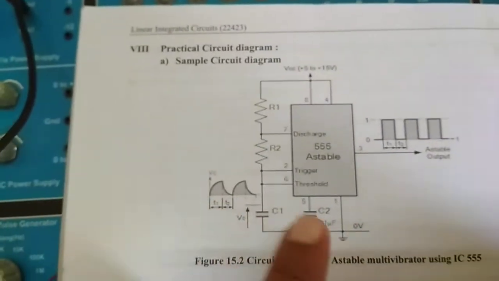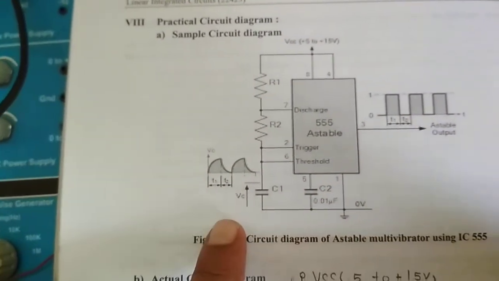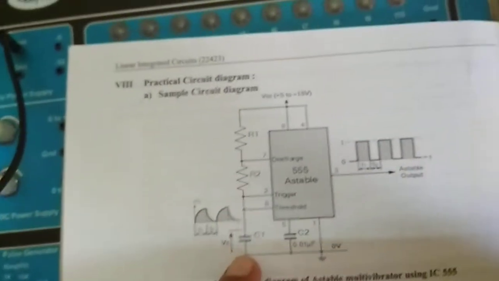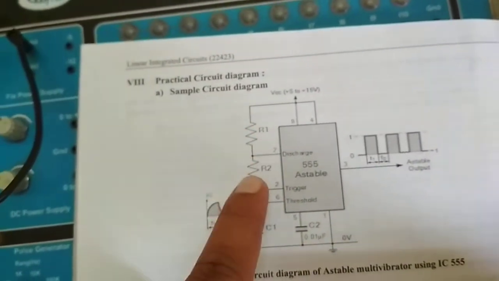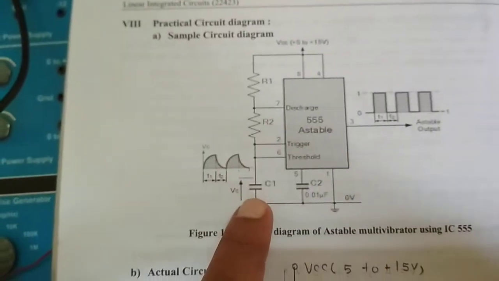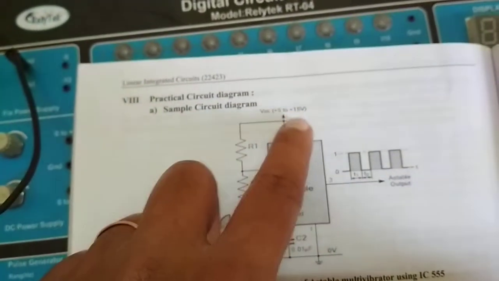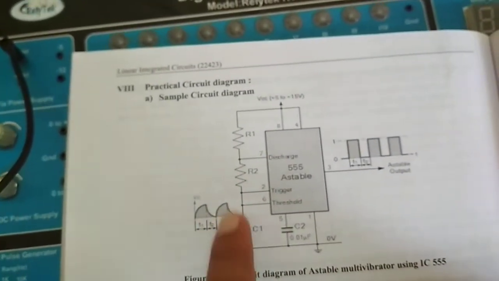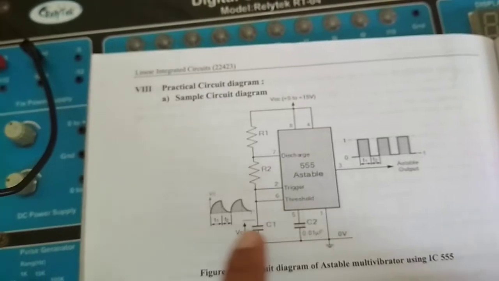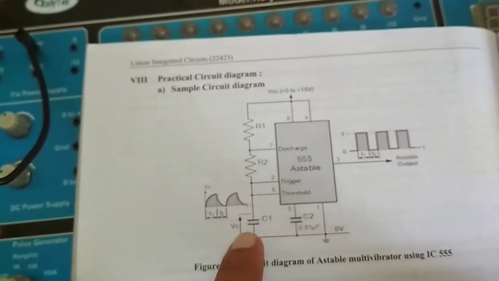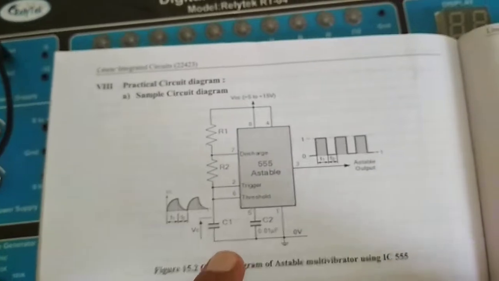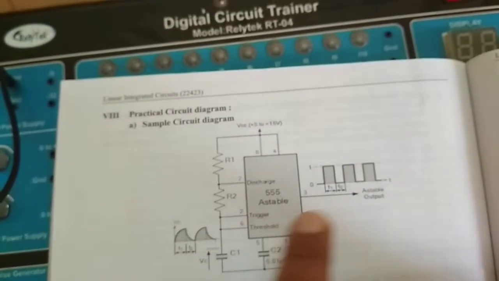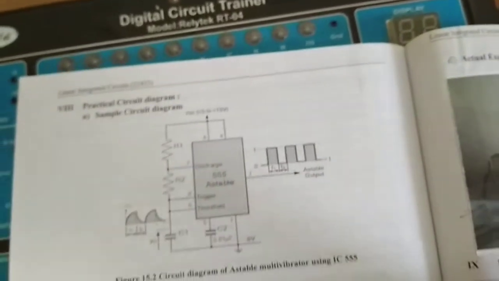This multivibrator requires triggering, but this triggering is generated internally by using the components R1 or RA, R2 or RB, and this capacitor. The capacitor will charge through R1 and R2 from the supply, and then it will be discharged in a specific time. Due to this capacitor, the circuit produces the triggering, and with this triggering the output of the astable multivibrator is this square wave. Astable means there is no stable state.